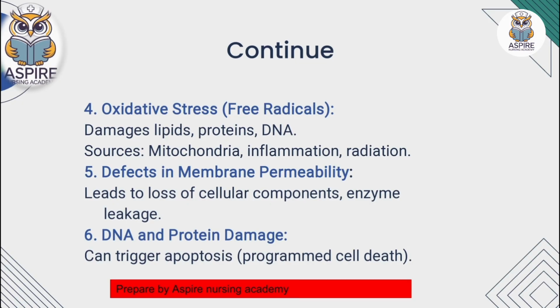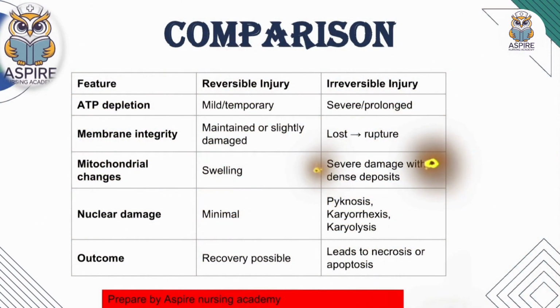5. Membrane damage. Once the membrane becomes leaky, cell contents spill out and it starts to break apart. 6. DNA and protein damage. When damage to DNA or proteins is too much, the cell triggers apoptosis, a type of controlled death. All right, students, now let's make things even clearer with a quick side by side comparison between reversible and irreversible cell injury. This table will help you understand how we differentiate both types based on what's happening inside the cell.